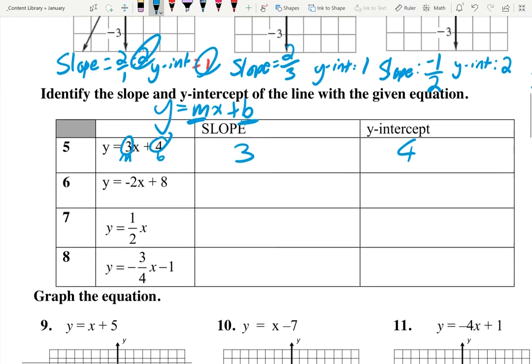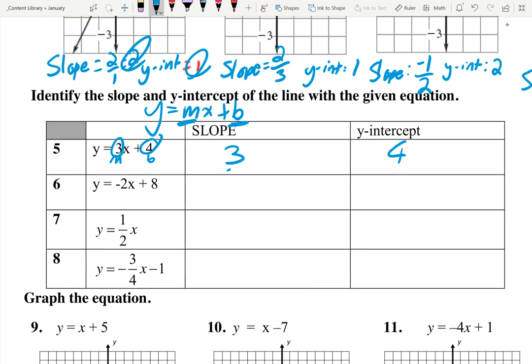We maybe want to write this as 3 over 1 as our slope, because it's true, it's 3, but 3 is the same as 3 over 1. And you'll see why we do that later on. It's going to help us when we go to graph it.